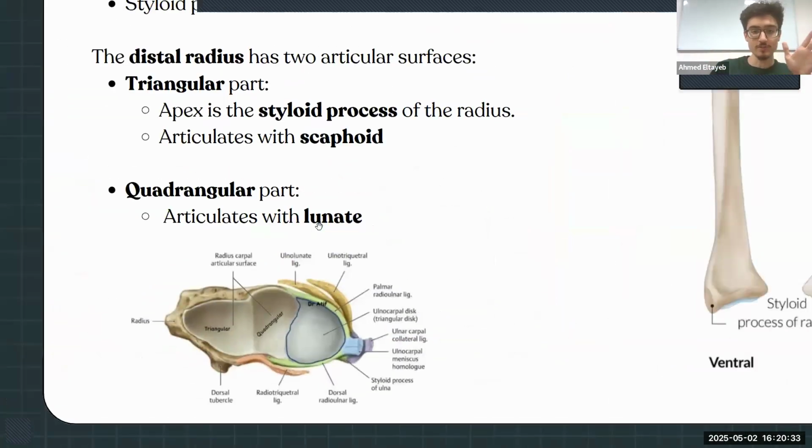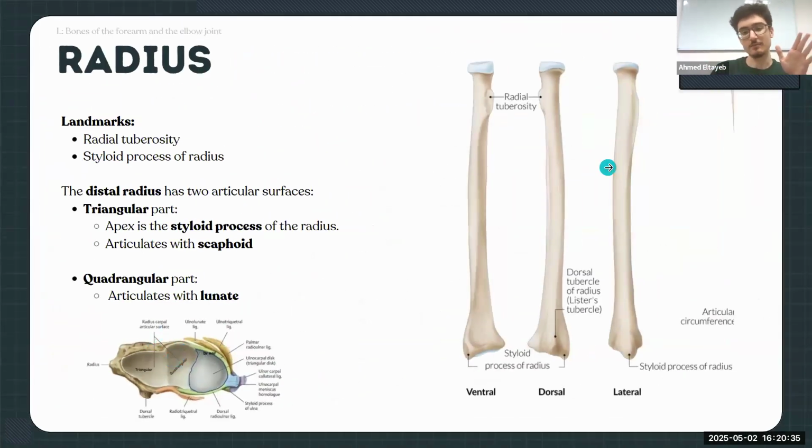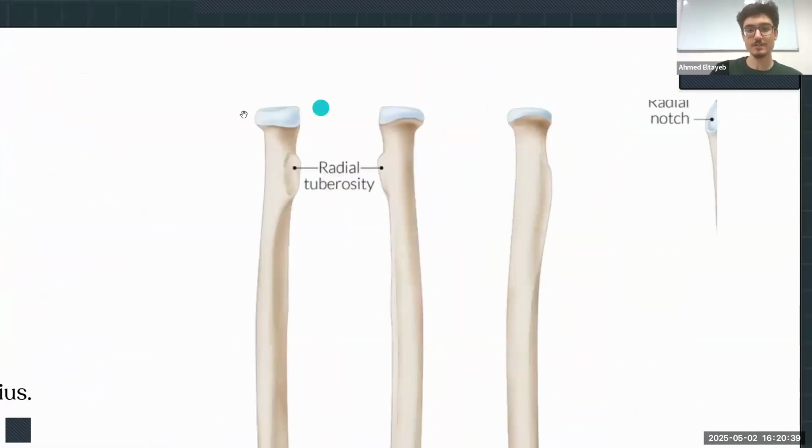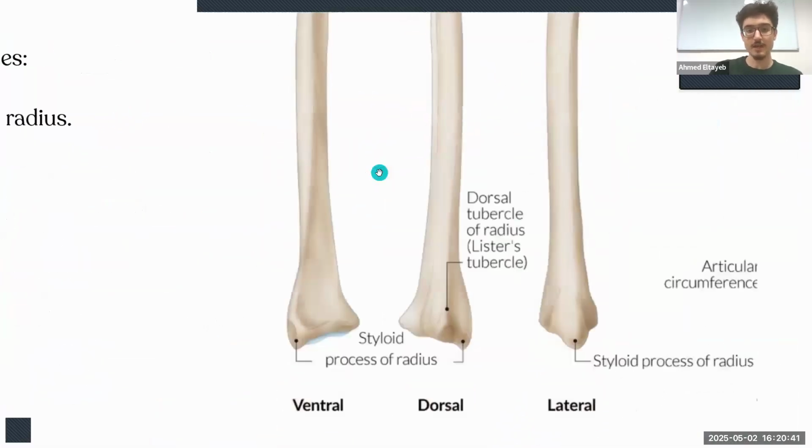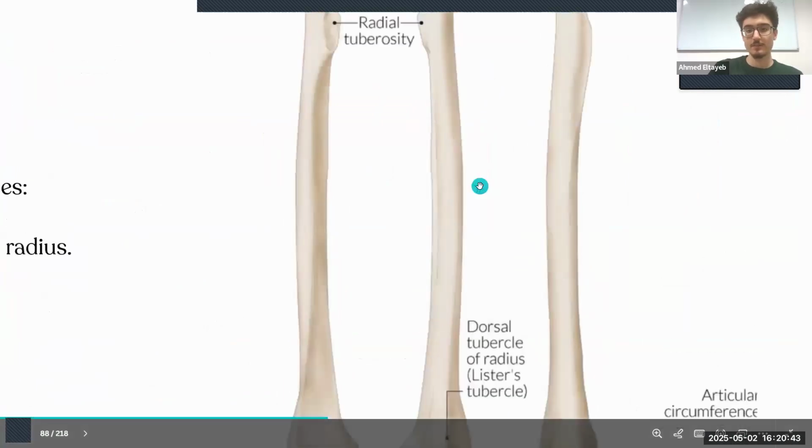We're going to talk more in detail about the wrist joint when we reach the hand, but for now, just keep these in mind. And this is how it looks. So this is the proximal part, and over here it's the distal part.